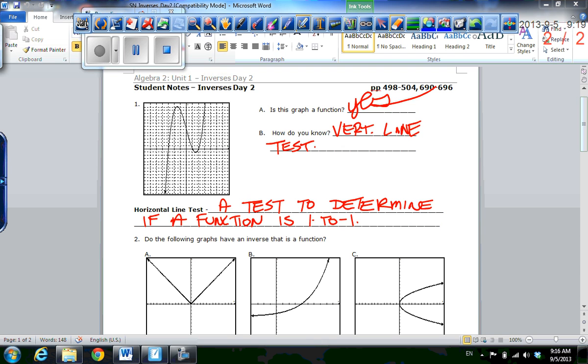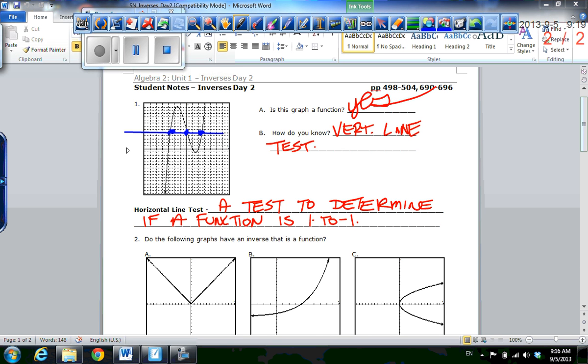If I were to draw my horizontal line right there, does it pass the horizontal line test? Does it hit my y values only at one point? No, it's got the same y values a couple times, right? Right there, right there, right there. So this number one would not be one-to-one. That's all that means. And it's not a bad thing. It's not a good thing. It's just a fact that graph is not one-to-one.